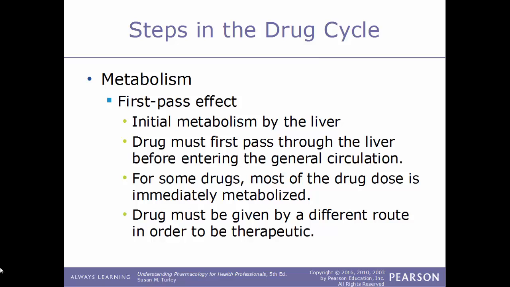Alright, first you have what's called the first pass effect. This is the initial metabolism by the liver. The drug must pass through the liver before entering the general circulation. Now, for some drugs, most of the drug dose is immediately metabolized. And then some drugs must be given by a different route in order to be therapeutic. Because if it gets totally metabolized by the liver before it can enter the general bloodstream, what good is it doing?